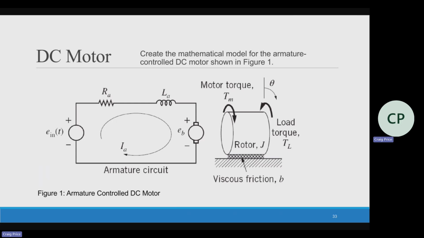That length of wire has some resistance. The longer the wire is, the more resistance. It has some inductance because it's a coil of wire. And this is where our back EMF is. So we're going to model that as part of our circuit that goes into the rotor as well.